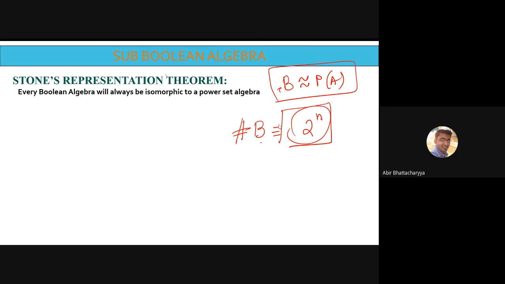Okay. Now, this means the number of elements in a Boolean algebra can be 2, 4, 8, 16, or 32, or 64, whatever.